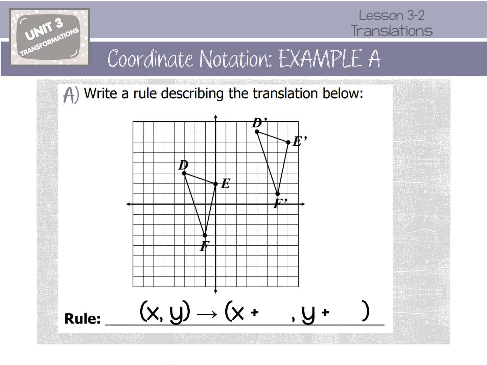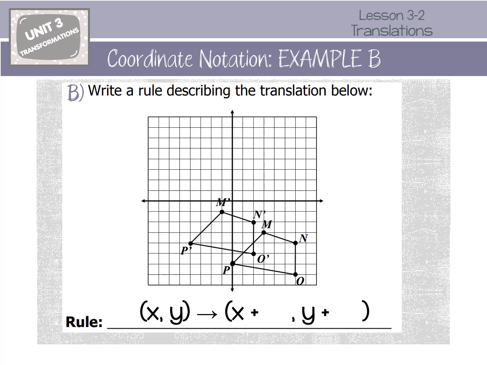Coordinate notation. Example A. We have two figures. One is the pre-image, one is the image, and we have to figure out the rule which describes this translation. So let's see what happens from D to D prime. We're going to the right 7, so that changes the x value by adding 7, and we're going up 4. So the rule is it takes any point x, y to the point x plus 7 and y plus 4.